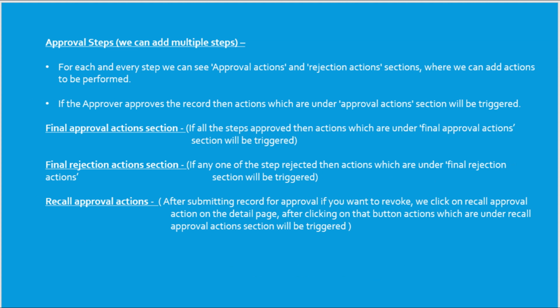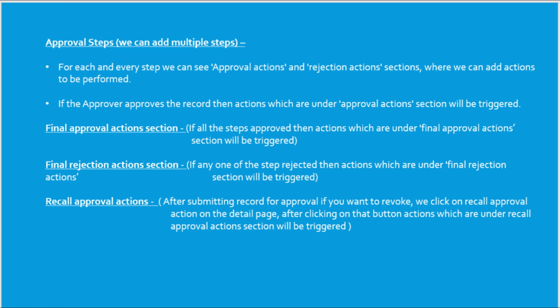Approval steps. We can add multiple steps. For each and every step we can see approval actions and rejection actions sections, where we can add actions to be performed. If the approver approves the record, then actions which are under the Approval Actions section will be triggered.